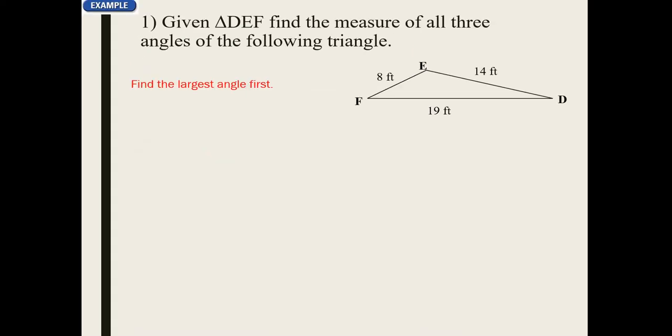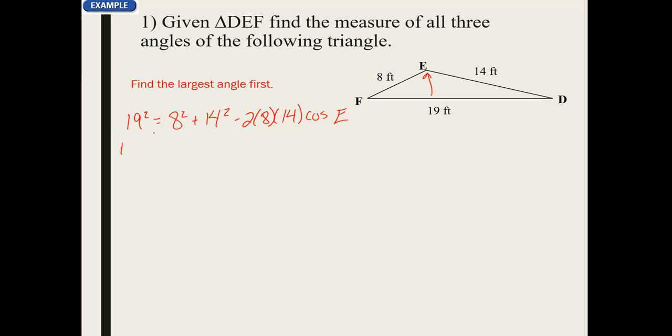Okay, so here's our first example, triangle DEF. We want to find the measure of all 3 angles. I have a tip here to find the measure of the largest angle first, and we'll talk more about that later. The largest angle, of course, is going to be the angle opposite the longest side. So I'm going to start out with 19 squared equals 8 squared plus 14 squared minus 2 times 8 times 14 times the cosine of angle E.